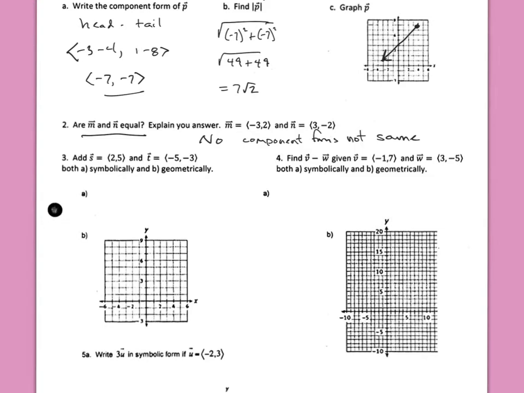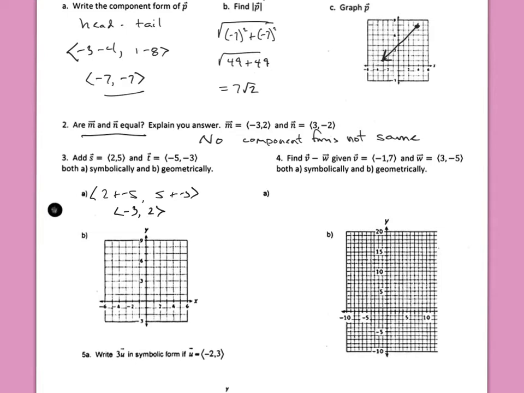Now, for number 3, we're going to add these up. They are already in their component form, so we add the x to the x. So 2 plus -5, and actually the b, add the b to the b, so 5 plus -3. So the answer is, of course, <-3, 2>.